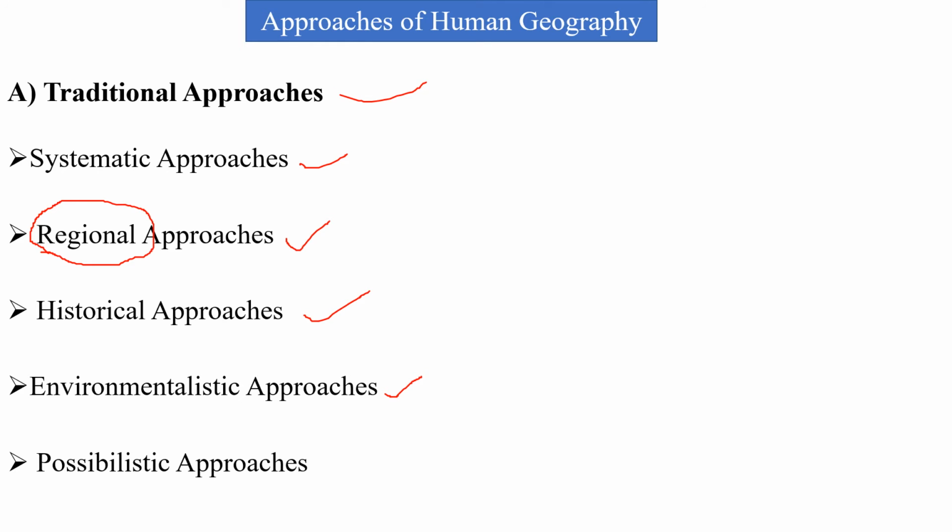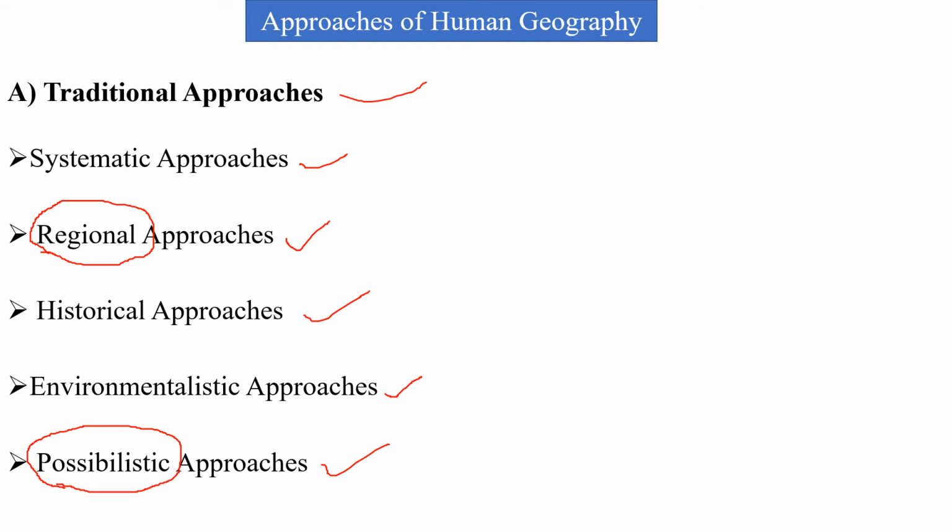The next is the possibilistic approach. It's also a very important approach that is part of our human geography. Possibilistic approach means what are the possibilities in human geography. There are many models in human geography that predict what the population will be in the next 50 years, 100 years or 200 years. Similarly, what will be the condition of settlement in any particular area. Such possibilities are discovered in this approach.